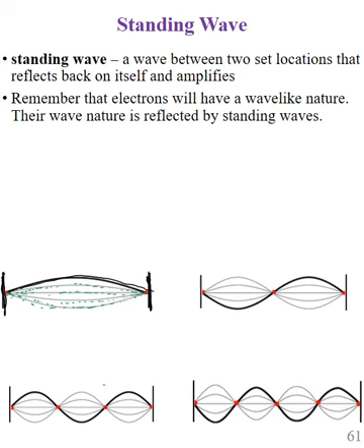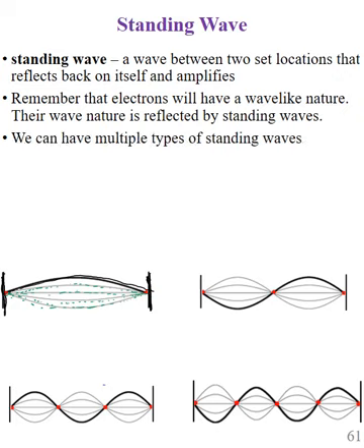Now remember, the reason we're looking at standing waves is because electrons have a wave-like nature. Their wave nature is reflected by standing waves. We can have multiple types of standing waves. We can have this first one, where we only have one hump. The second one to the right has one trough and one crest. And then you can see that the wavelengths are getting bigger and bigger.